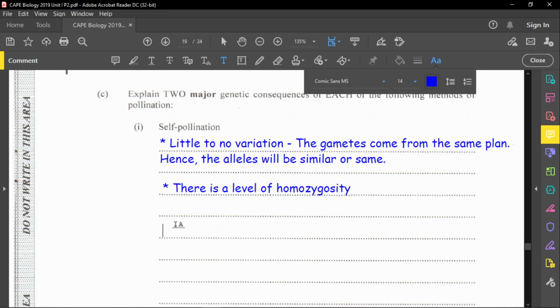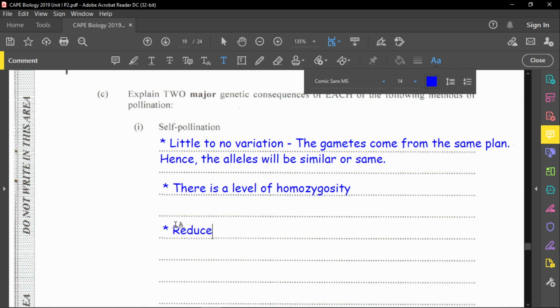So if the plant is homozygous dominant, it's going to stay homozygous dominant. If it's homozygous recessive, it's going to stay homozygous recessive. Even if a plant is heterozygous, over time, because of continual self-pollination, the heterozygous form will disappear eventually and only leave you with a high level of homozygous plants. That's why self-pollinated plants always tend to produce the same type or variety of plant.